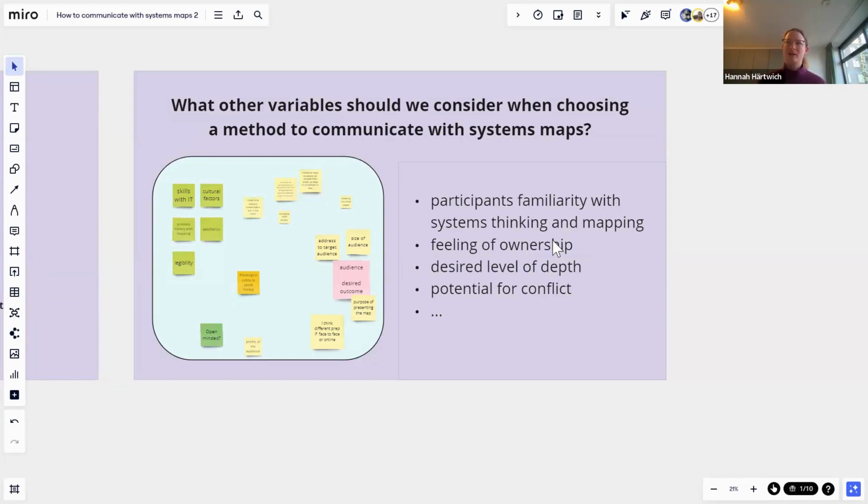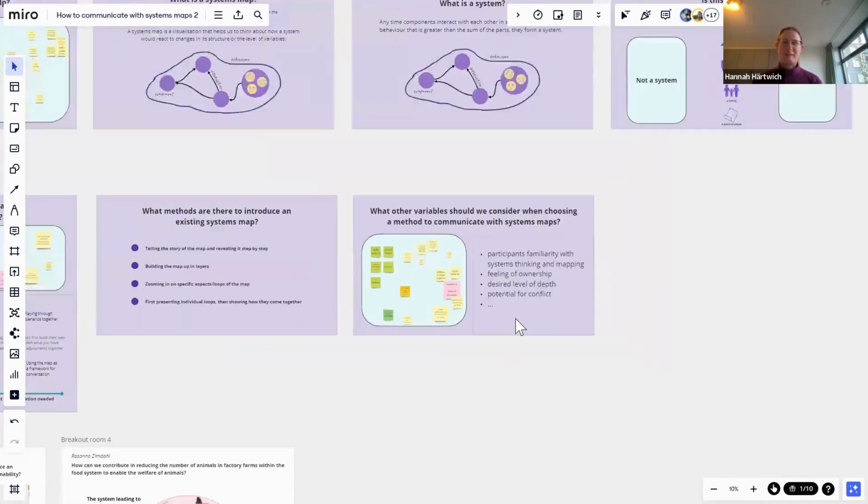Also important to always think about is how much potential for conflict there is between the stakeholders that we bring together. And are we equipped to handle that as the facilitator? My specialty is really in the method of systems mapping itself. So if I see that on the facilitation side there will be extra challenges, then I always work together with more experienced facilitators to help address those dynamics as well.